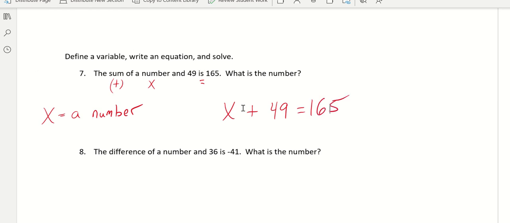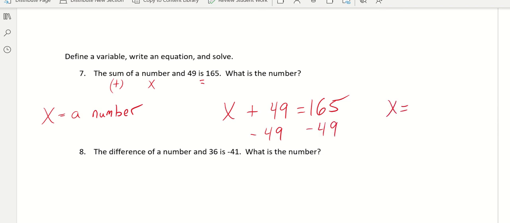Write an equation, we did that, x plus 49 equals 165, and solve. We're trying to isolate x, which means we have to get rid of this plus 49. So the inverse of adding 49 is subtracting 49. So we subtract 49 from both sides. All right, so let's see here.